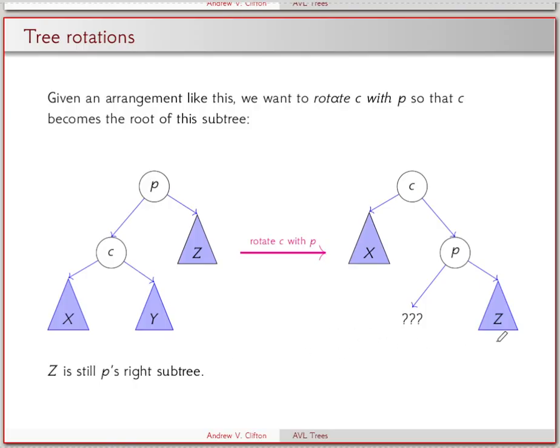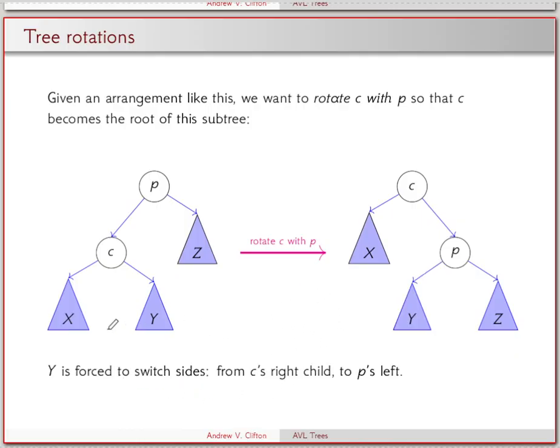Likewise, Z is all stuff that is greater than P, so it stays over there as P's right subtree. The only other thing that changes is going to be Y. What do we know about Y? Y is things that are greater than C but less than P. So in the new tree, that position is down here as P's left child.